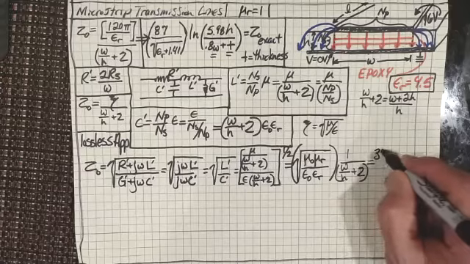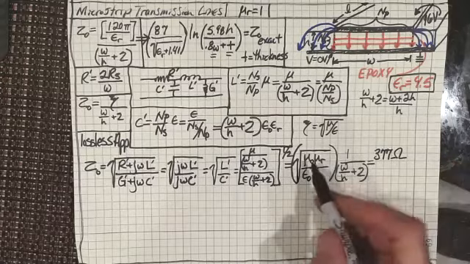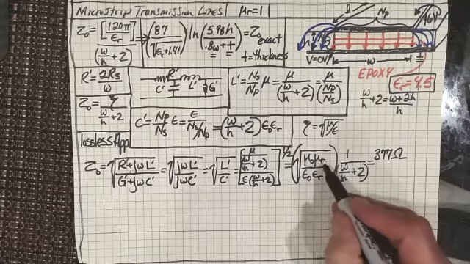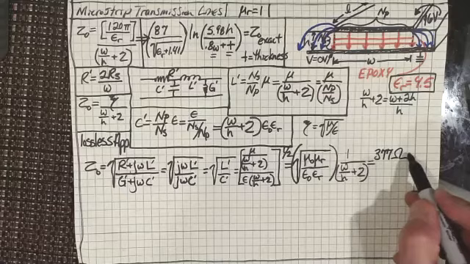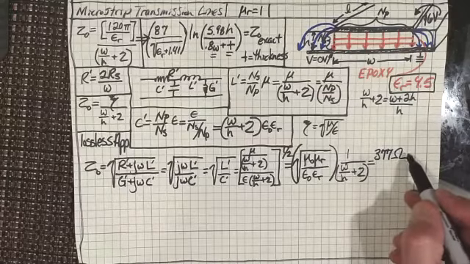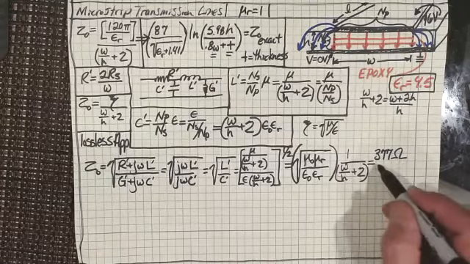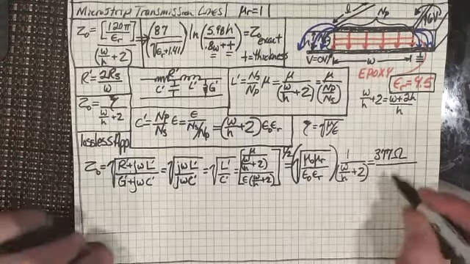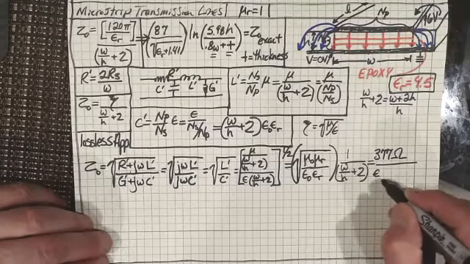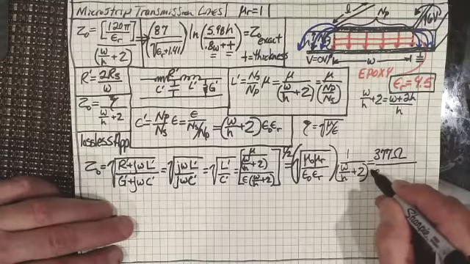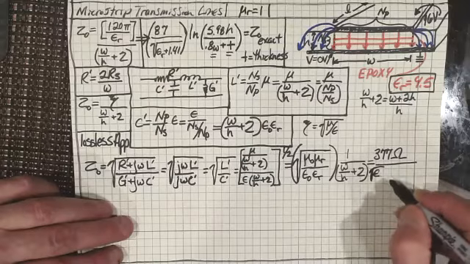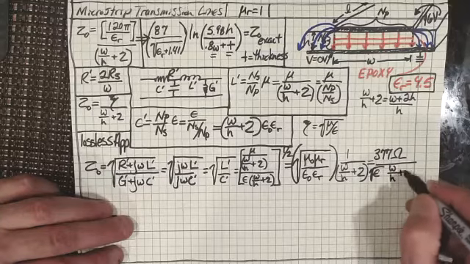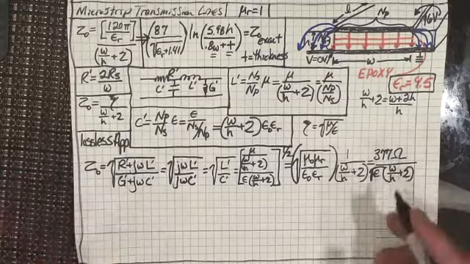So let's just throw that all together. I've got 377 ohms. That's mu sub o divided by epsilon sub o taken to the square root. And then mu sub r equals 1, so I could just put a 1 here. The square root of 1 is still 1, but I'm not going to. And then I'm going to take that square root of epsilon sub r and put it in the denominator here. So the square root of epsilon sub r times W over H plus 2, right? So that's what I've got.